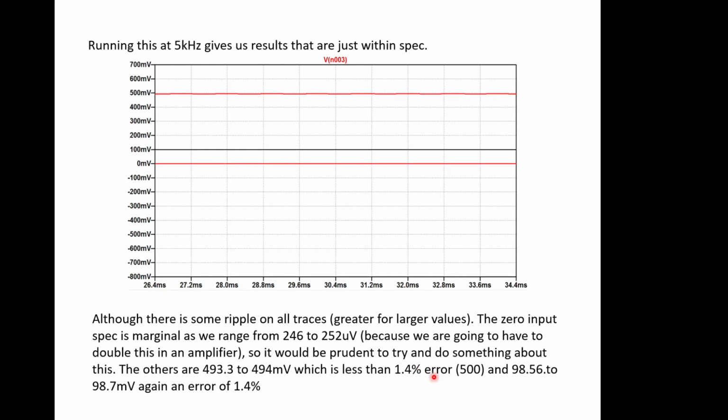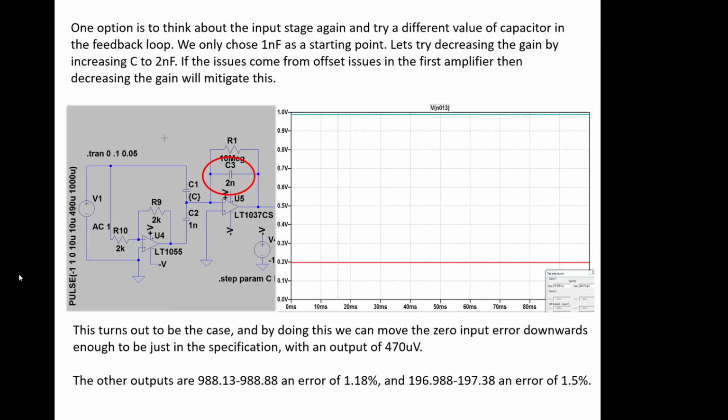But the other ones are all fine. So if we want to give ourselves a bit more margin, we have to go back and investigate this zero offsetting in a bit more detail. And one thing we didn't look at was the starting values of the gain, if you like, of the charge amplifier. So we could play around with that a bit. We only chose 1 nanofarad as a starting point, so we can try decreasing the gain a bit by increasing C to 2 nanofarads. If the offset's coming from here, that will reduce the offset.